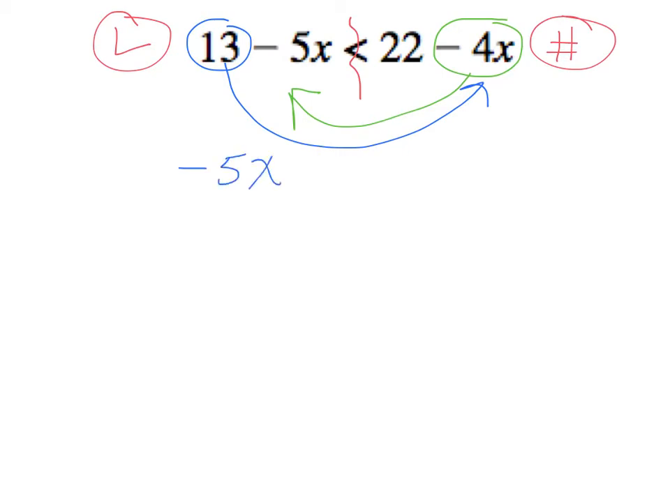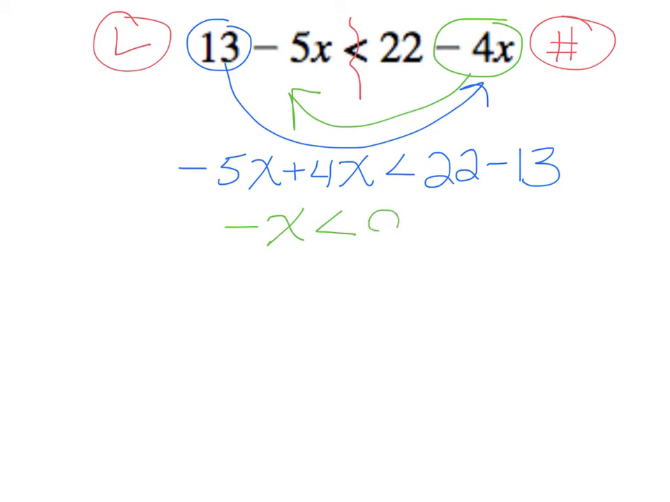-5x. When this -4 crosses over, it turns positive. Then we're going to have the 22 minus 13. So again, I'm changing the left sign. This is nothing here, so it's positive, so we turn into a negative. -5 plus 4, that's just -1x, inequality, 22 minus 13 is 9.